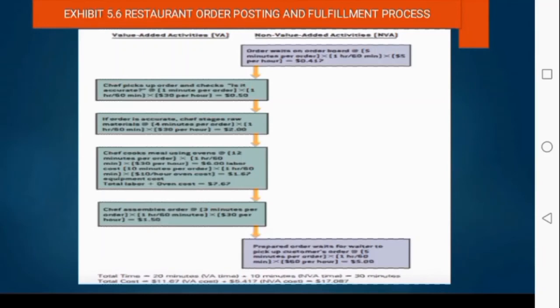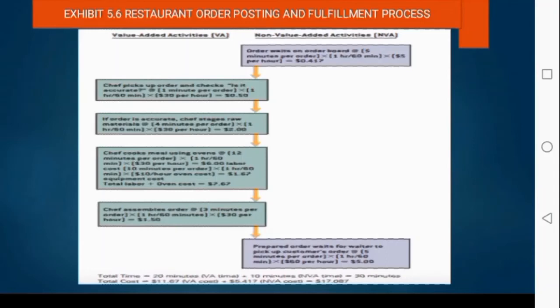And chef assembles order at 3 minutes per order times 1 hour over 60 minutes times 30 per hour is equal to $1.50. And last is prepared order waits for waiter to pick up customer's order at 5 minutes per order times 1 hour over 60 minutes times 60 per hour is equal to $5. And total time is equal to 20 minutes plus 10 minutes is equal to 30 minutes.